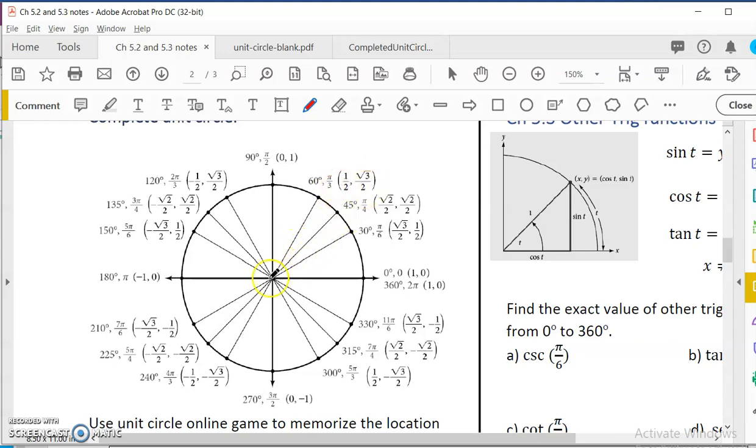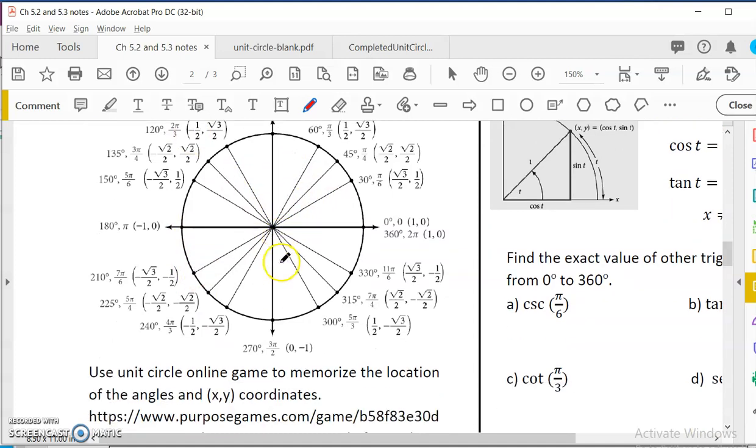And then the other angles are kind of like reflections of them. You have to know that they are related to certain angles. So 30 degrees is related to 330, 210, and 150. Why? Because they are the result of 360 minus 30, 180 minus 30, and 180 plus 30. So know how they are related.